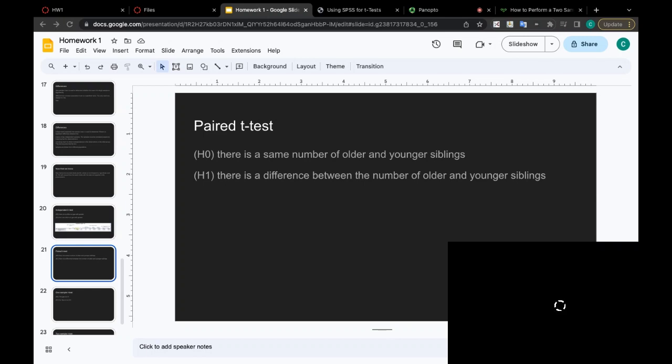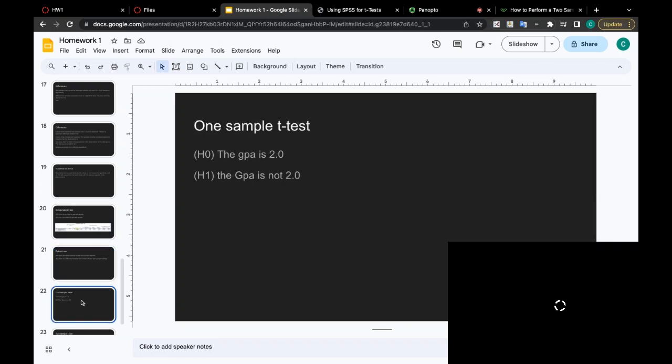Now let's go to one sample t-test. Okay, let's hypothesize that the average GPA is 2.0. High chance the null hypothesis is going to be rejected. The alternative is that the GPA is not going to be 2.0. It's going to be entirely different.